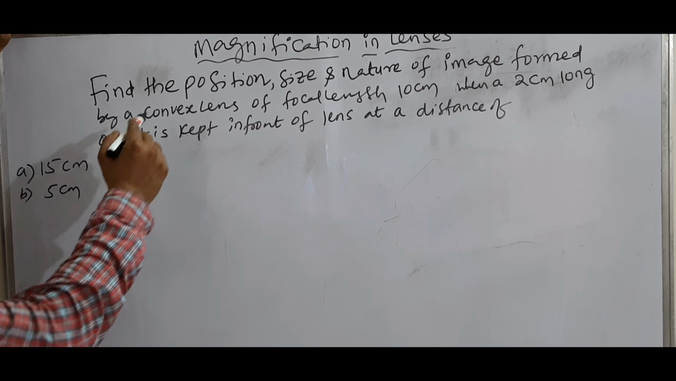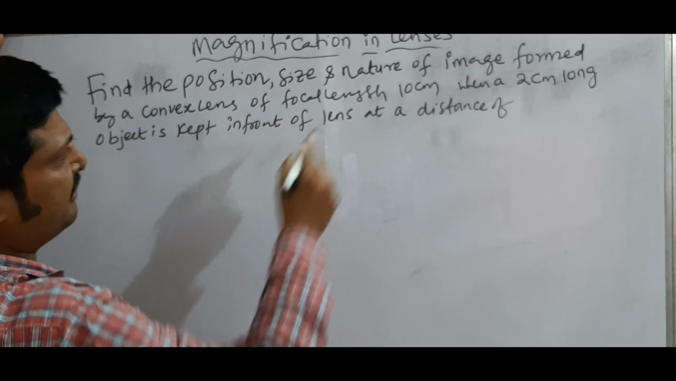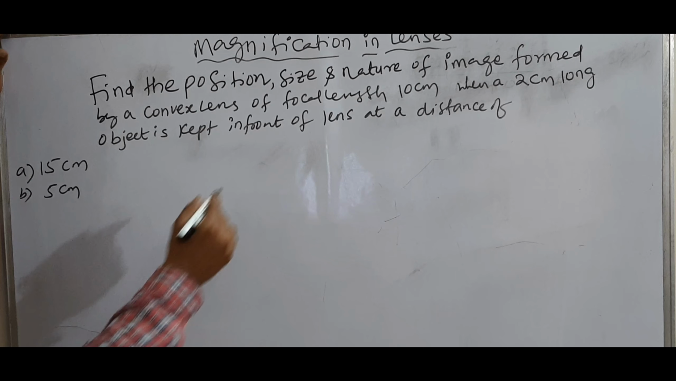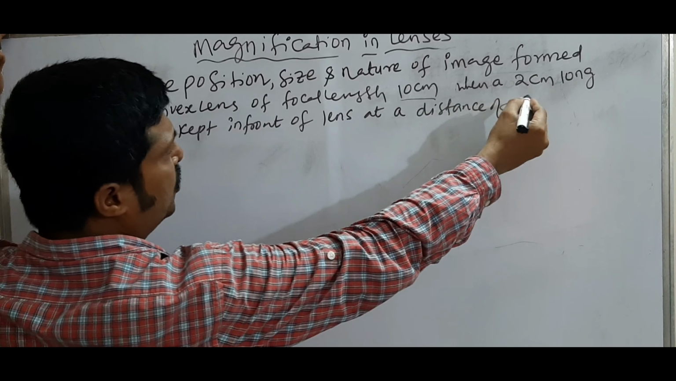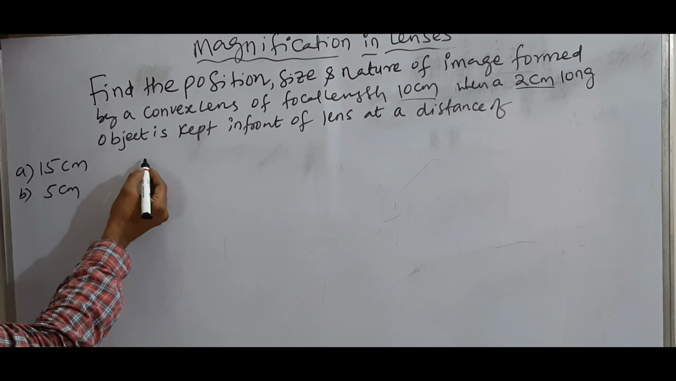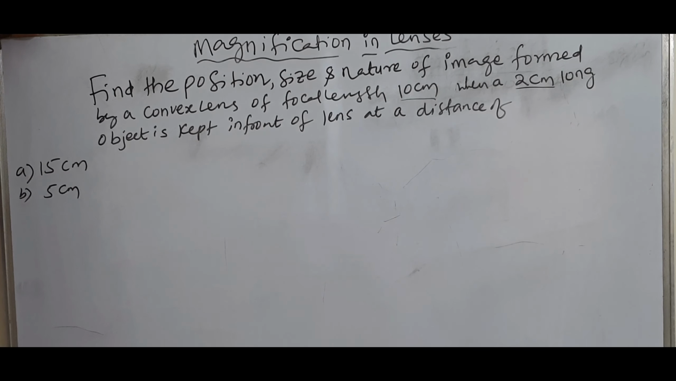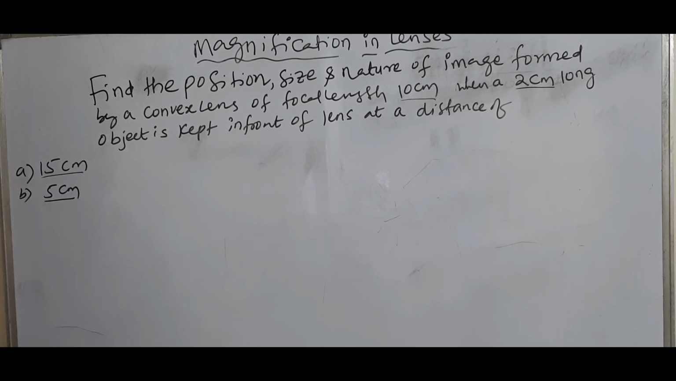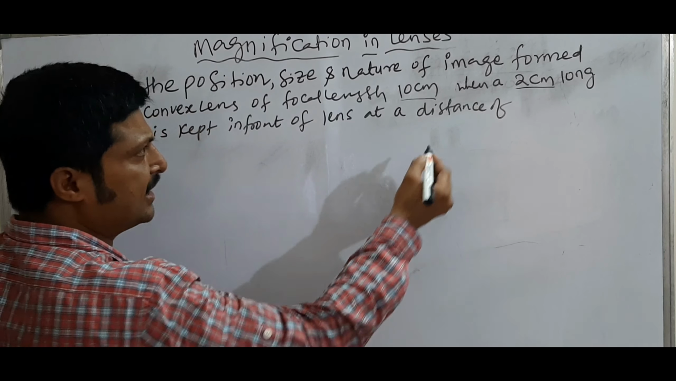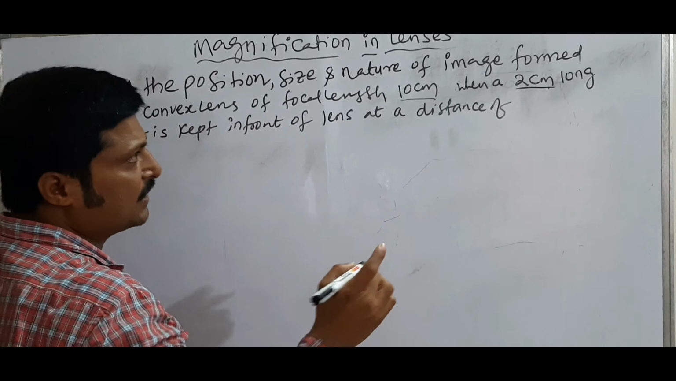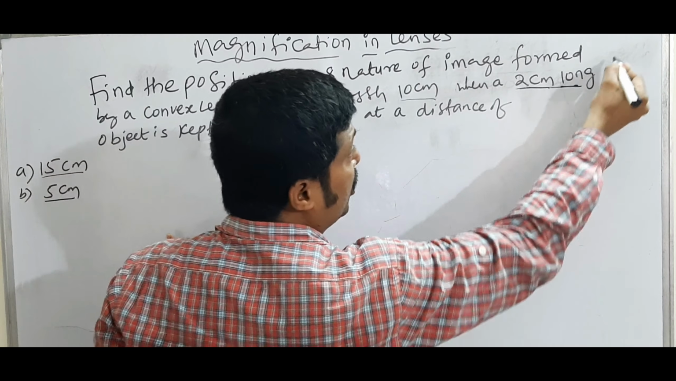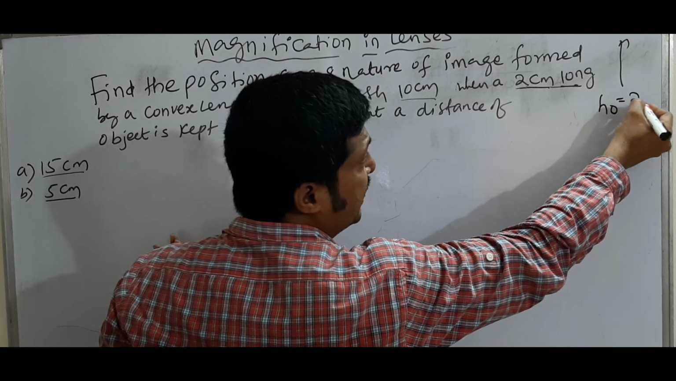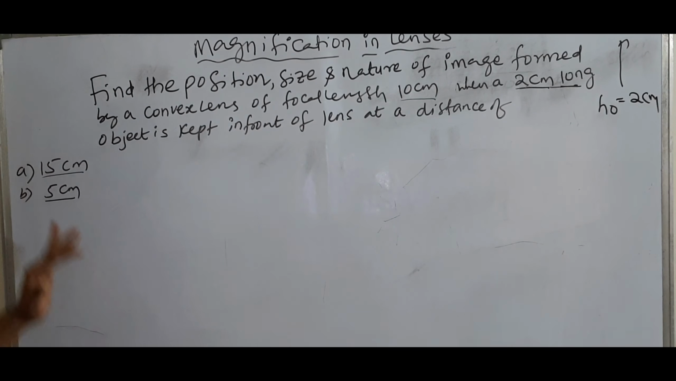Right, see here. Find the position, size and nature of image formed by a convex lens of focal length 10 cm when a 2 cm long object is kept in front of lens at a distance of 15 cm and 5 cm. See here, so many students are confusing. This 2 cm is not the object distance. 2 cm long means this is the height of object. Here 2 cm is the height of object.